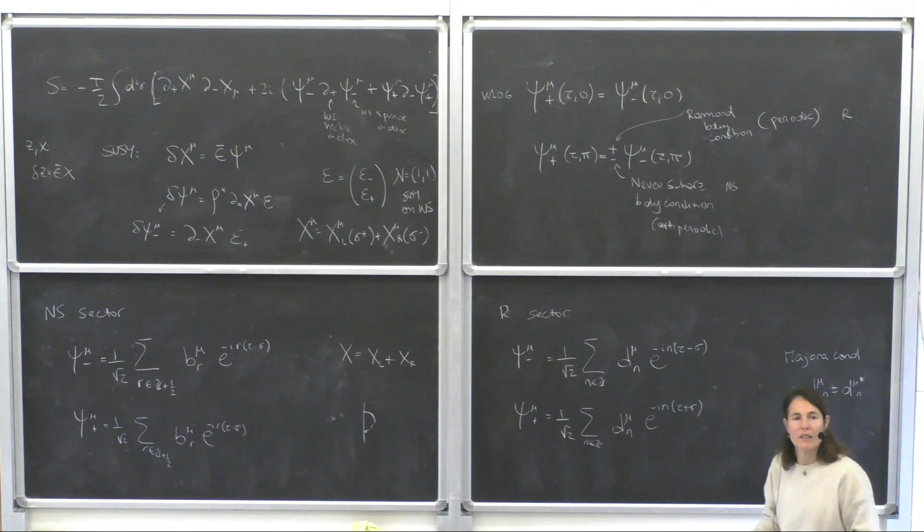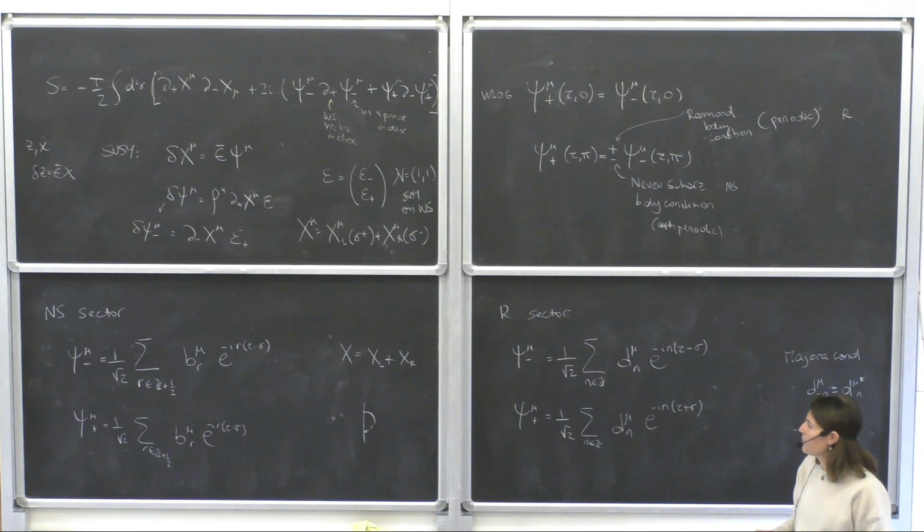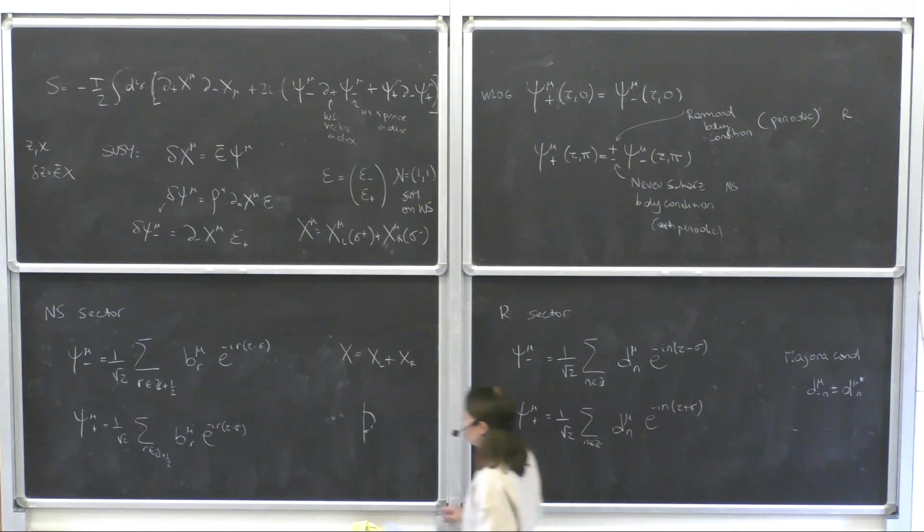So, yes. In the last one, the NS sector should be like exponential tau plus. Yes, thank you. Good.